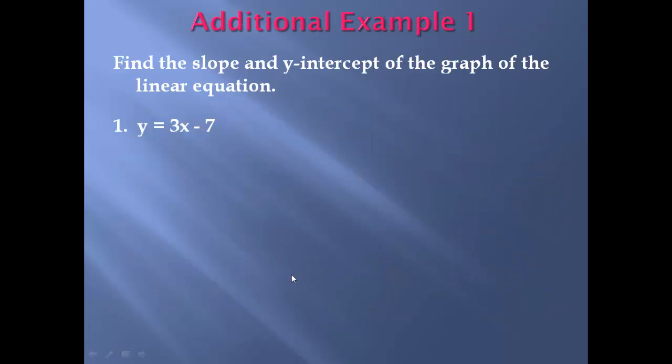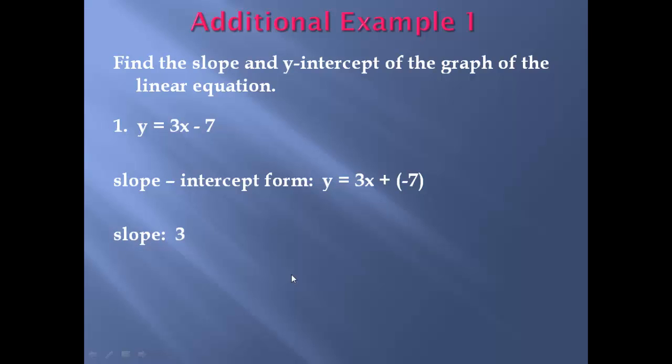Now we have an additional example. You can pause the video and try it on your own, or you may follow along. Find the slope and y-intercept of the graph of the linear equation. We have y equals 3x minus 7. First we can put this in slope-intercept form. That form is y equals mx plus b. So we would have y equals 3x plus negative 7. Our slope is going to be the number in front of x, so that would be 3. And our y-intercept is b, and that is the end of our equation because we have y equals mx plus b. So our y-intercept is negative 7.